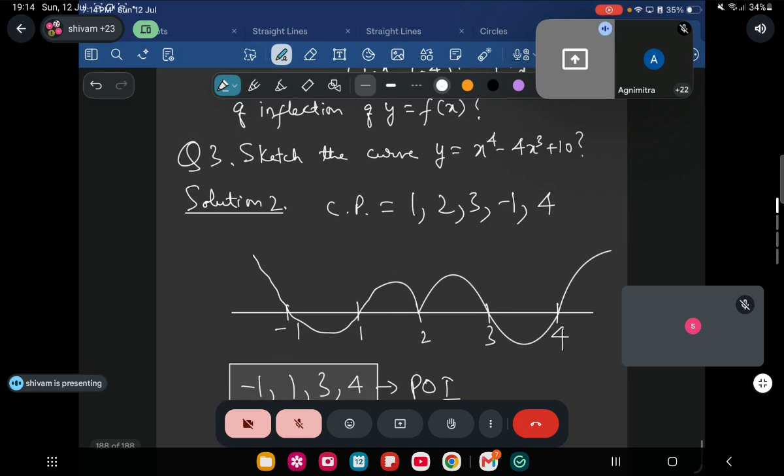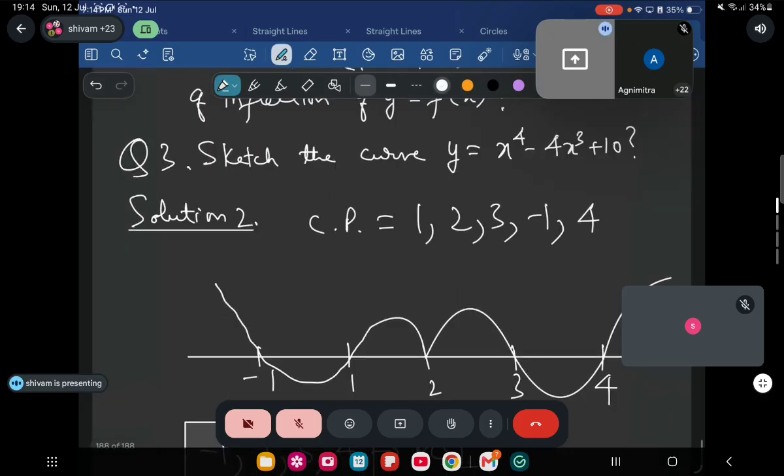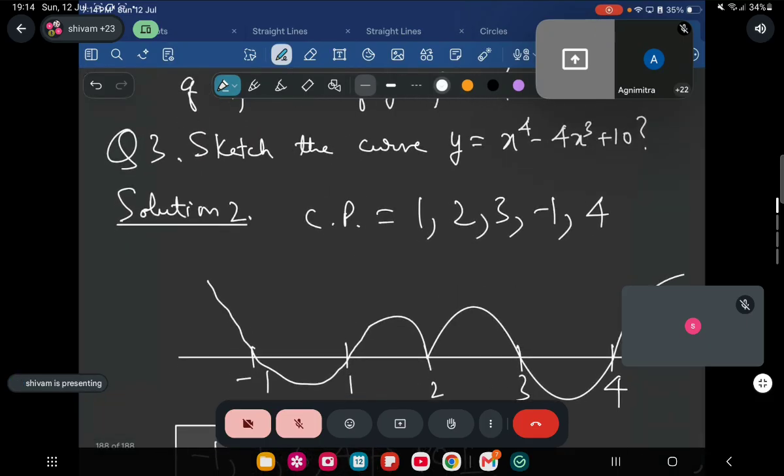Anyone having any doubt, you can ask me. Sketch the curve. Question number 3. Try it out. Let me see. Sir, I actually forgot to check the 0 plus and 0 minus. Just draw the wavy curve. Yeah. Done.